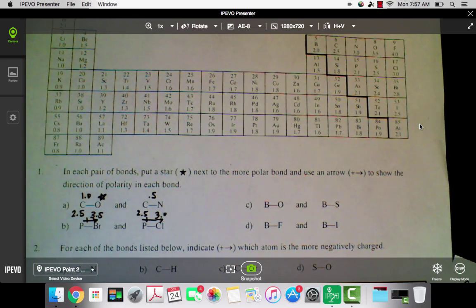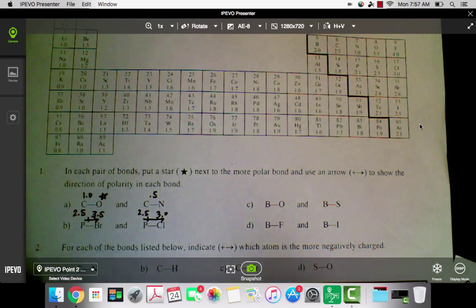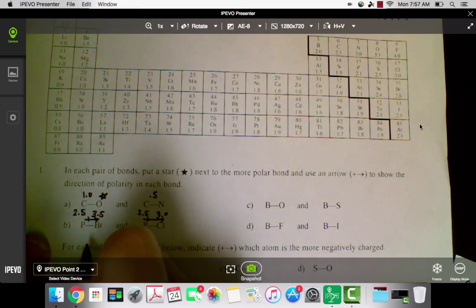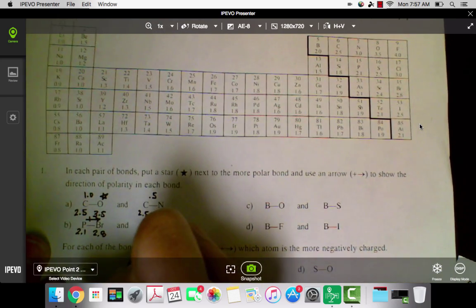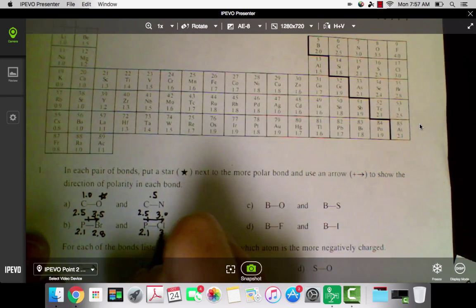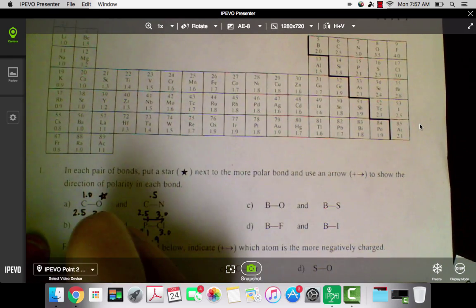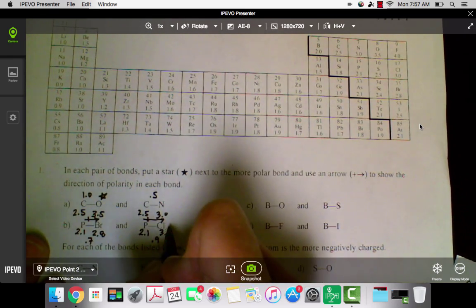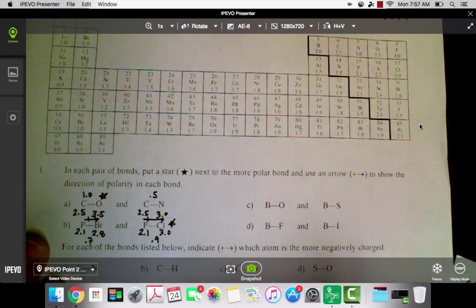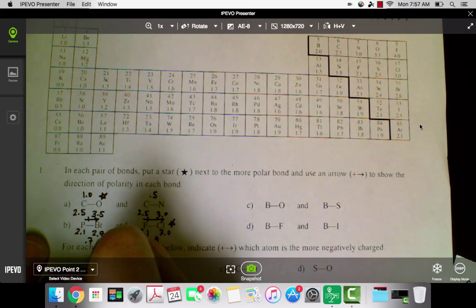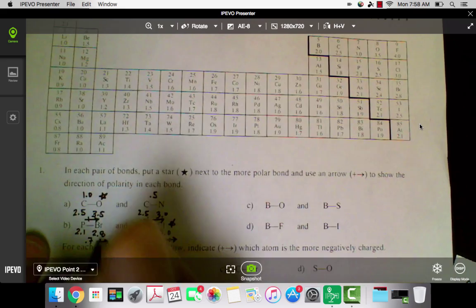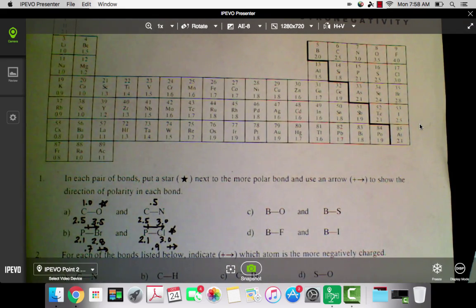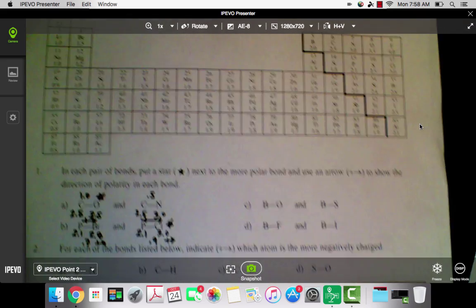Let's try another one, PBr and PCl. So for PBr, P is 2.1 and Br is 2.8; P is 2.1, and chlorine is 3.0. There's a difference of 0.9 and 0.7. This one is more polar, and both of these arrows will end up pointing to the right-sided element there. So that's what you're doing in section 1.